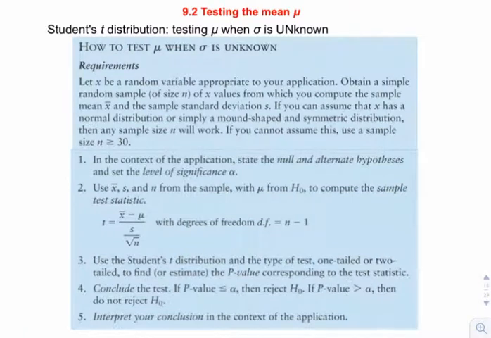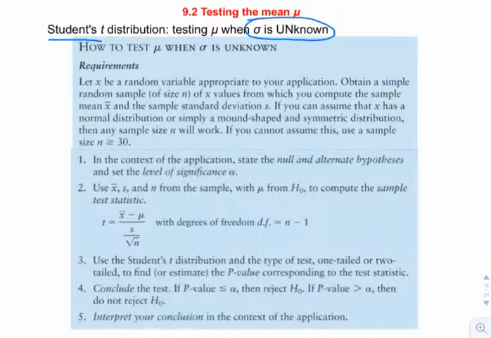Okay, now we're going to continue with section 9.2. We're still doing hypothesis testing of the mean, except now we're going to be looking at the case where we need to use the student's t-distribution. That is going to be whenever we do not have the population standard deviation. If we do not know sigma, we will use the student's t-distribution. The requirements and the procedures are very, very similar.